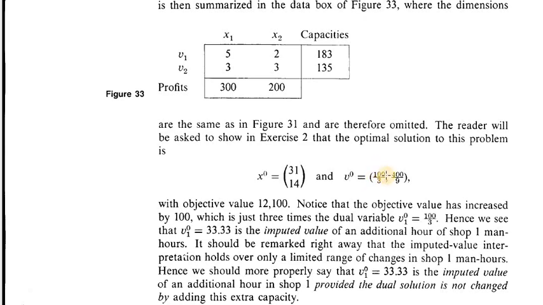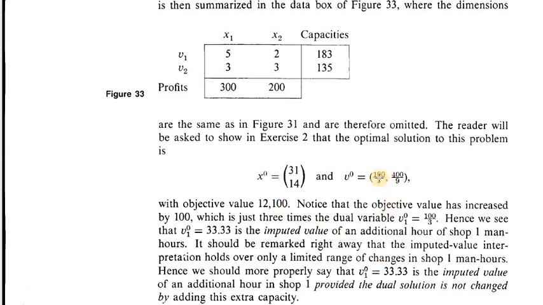In other words, this 100 over 3 gives me the value of increasing the number of shop hours in shop 1 by 1. If I increase the number of shop hours in shop 1 by 3, I'll get 3 times the increase. If I increase the number of shop hours in V2 by 9, I would get an increase of 400 in the objective function value.